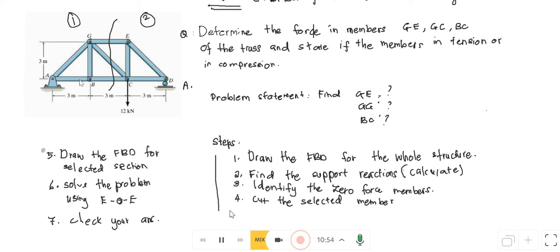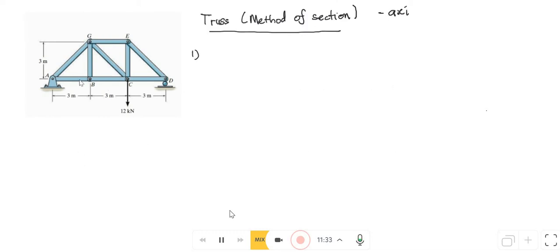Okay, so we have finished the steps that normally we have to do in order to solve the problem, to find the force using method of sections. It's very important to draw the FBD, to find the zero force members, and also to make sure that you understand completely how to find moment. After this, we will do the calculation. I'm going to show you the calculation step by step until step 7.